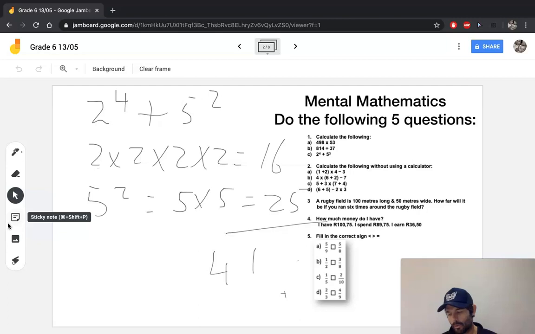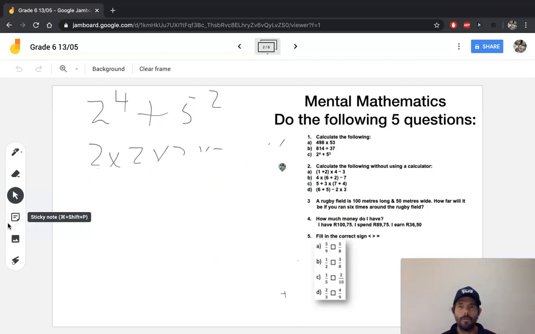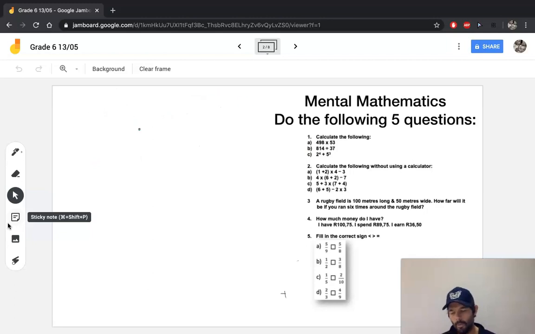Question 2 is all about order of operations. Okay. So it's really important that you understand that questions in brackets come first. So for 2a, 1 plus 2 will come first, so that leaves me with 3 multiplied by 4 minus 3. We know from all our warm-up activities that multiply comes first, so 12 minus 3 is going to be equal to 9. So that's A.